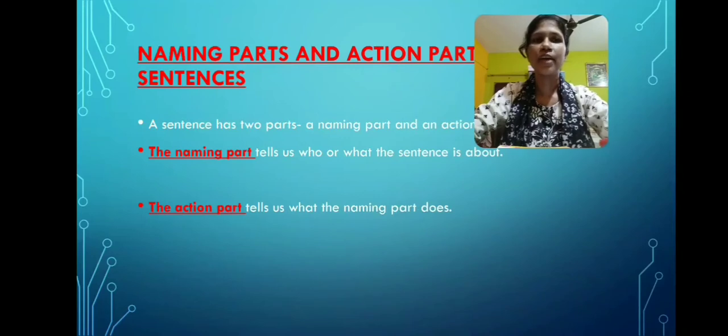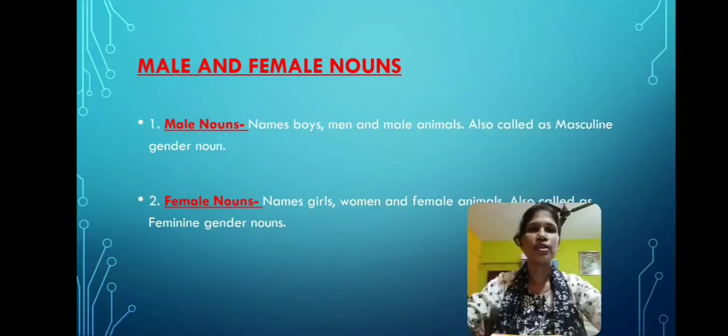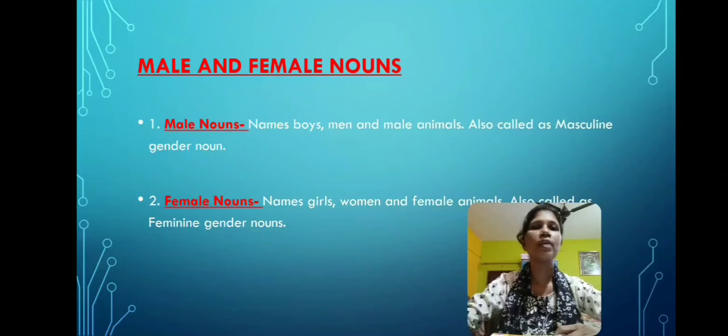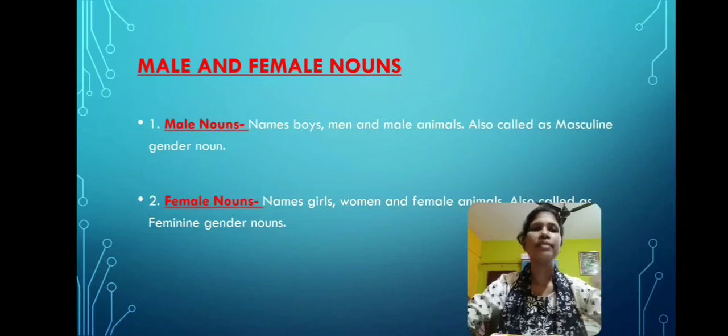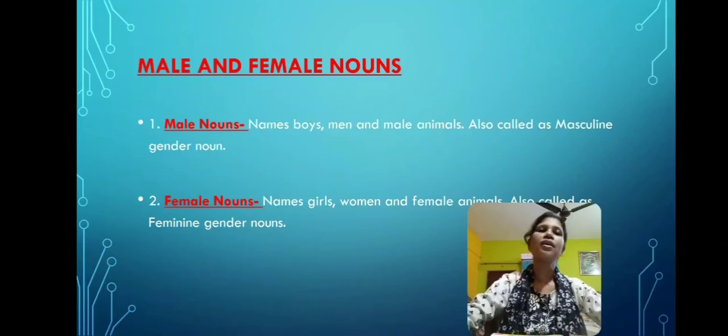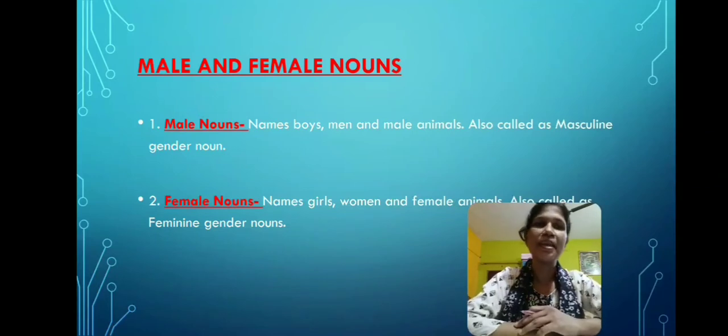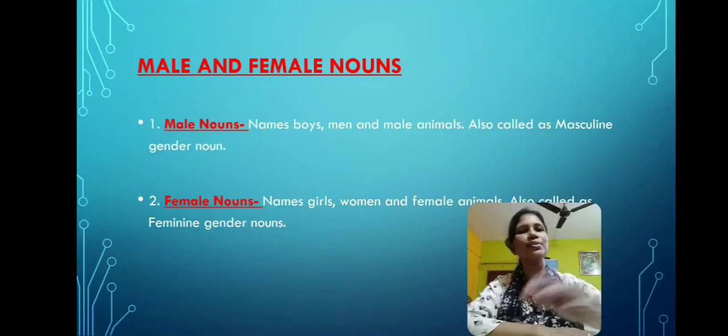So in our next slide, we have male and female nouns. It is very easy. Number one, male nouns. What are male nouns? They represent the names of boys, men and male animals, and they are also called masculine gender nouns. On the other hand, female nouns represent the names of girls, women and female animals, and they are also called feminine gender nouns. So the male nouns represent the boys or the male gender, and the female nouns represent the girl, woman, or the female animals. I hope it is clear to you.